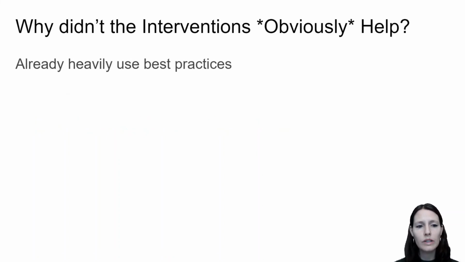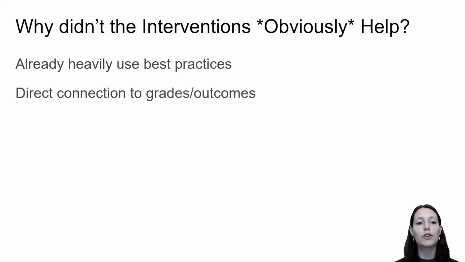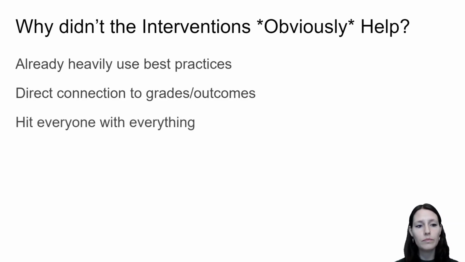Now, why didn't our interventions obviously help? Well, we already heavily used best practices. Active learning was used through peer instruction with the use of iClickers and in-class discussion. There was pair programming on all of the assignments, and we used the media computation curriculum. We also didn't provide students with a direct connection to grades and outcomes. While we were using these interventions, we didn't tell them the purpose of all of the interventions as the students completed them, which may have helped them have a better understanding and have a broader impact. And we hit everyone with everything. It's possible that not all of the students needed all of these interventions and that didn't benefit them.